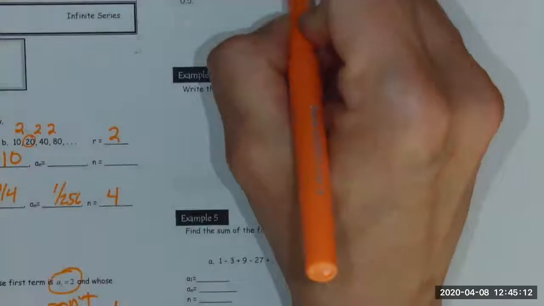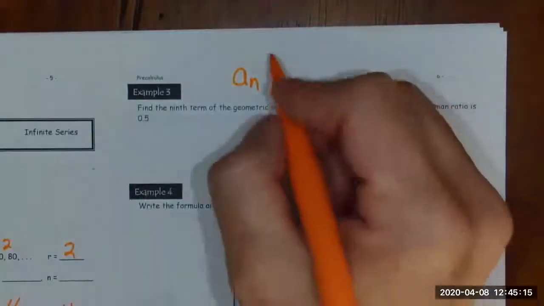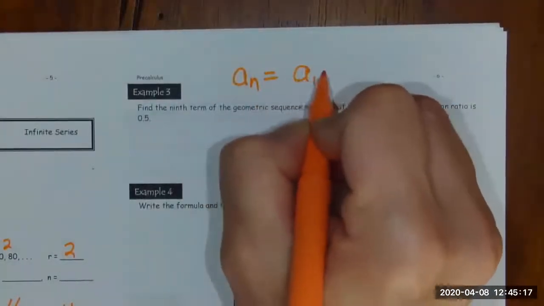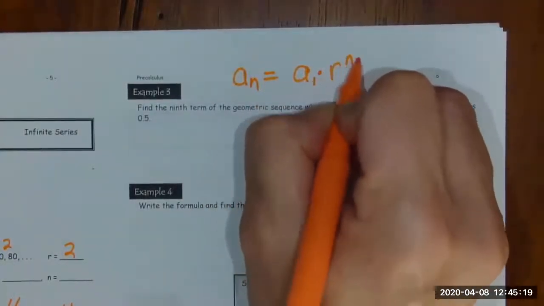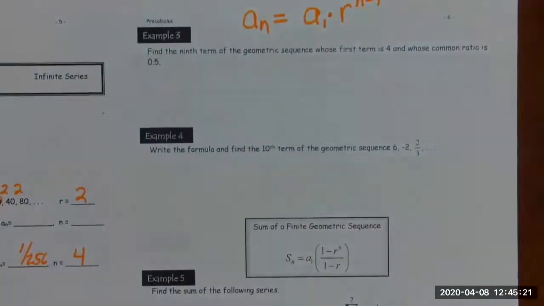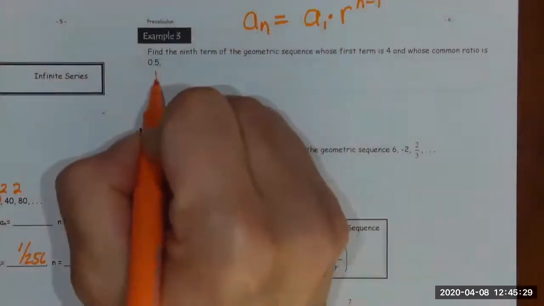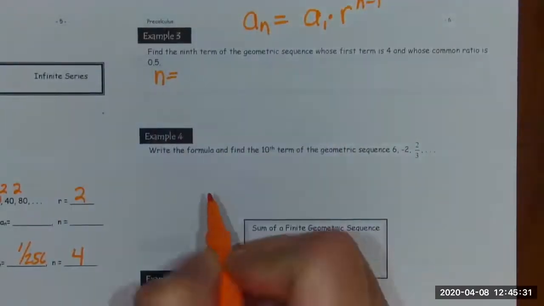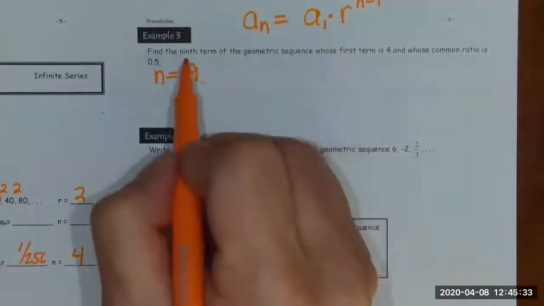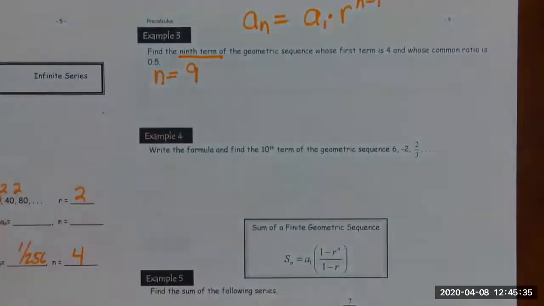Okay, let's look at this one again. I'm going to write this formula down. I keep writing it over and over again. I think you should too, so that way you're used to it. Okay, find the 9th term of the geometric sequence whose first term is 4 and whose common ratio is 0.5 or 1/2. So N equals 9 because they said the 9th term.